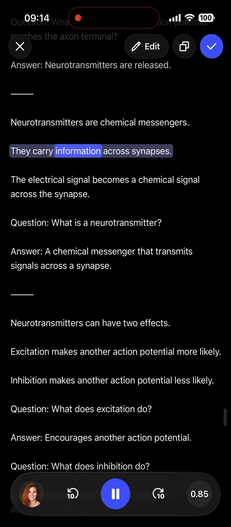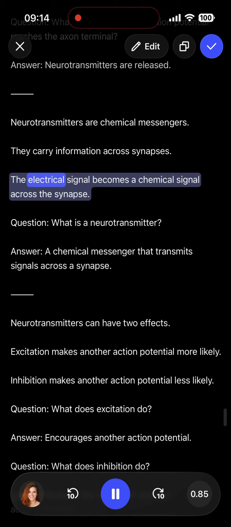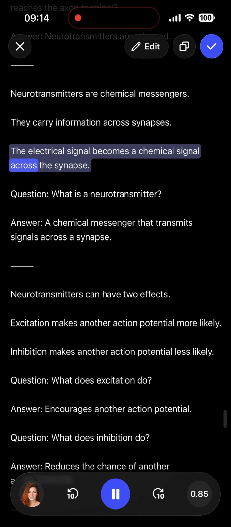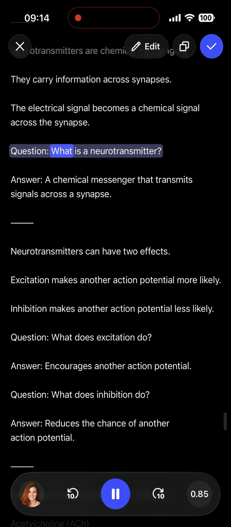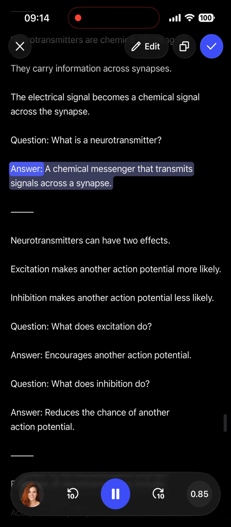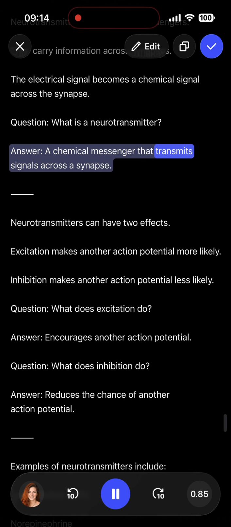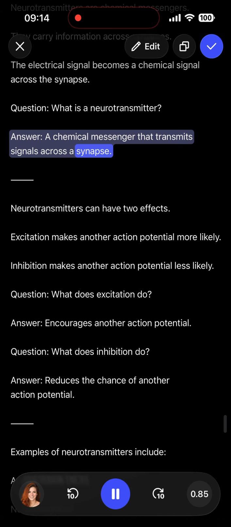Neurotransmitters are chemical messengers. They carry information across synapses. The electrical signal becomes a chemical signal across the synapse. Question, what is a neurotransmitter? Answer, a chemical messenger that transmits signals across a synapse.